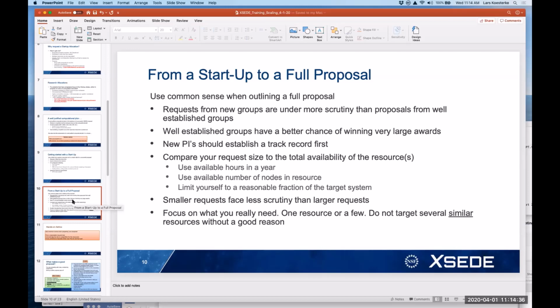Of course, if you want to do compute and you need a cluster for that, and you want to do some AI and you need a different resource, that is perfectly fine. But don't just go and ask for all the resources that you see on the availability list.